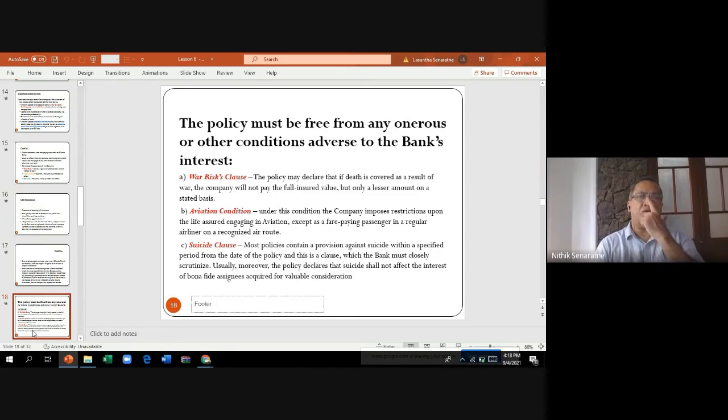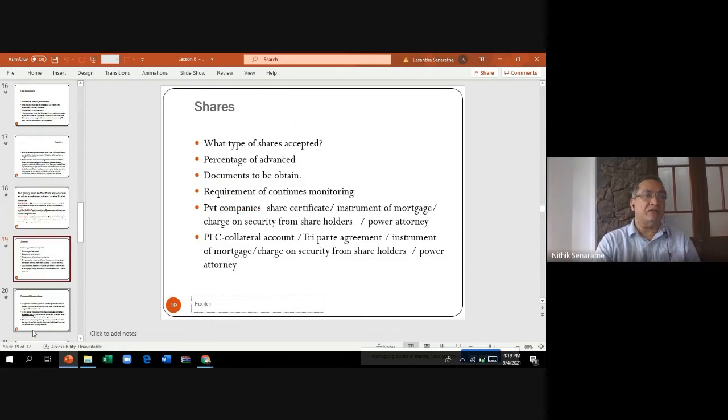So here I have included: policy must be free from any onerous or other conditions adverse to the bank's interest. Just go through these points, I'm not going to cover them. War risk, aviation conditions, suicide clause. So they have included those clauses. When you come to the insurance, they will protect themselves 100%. They are marketing it to say that we are getting the protection. We don't get that much protection. They are protected from the claims. So it's a huge problem when you come to insurance companies.